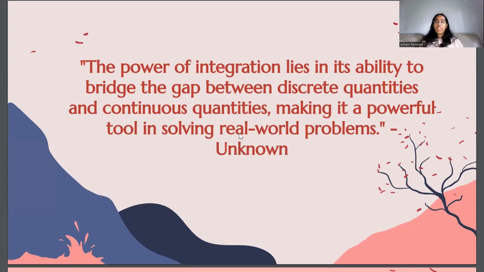Here there is a quote that supports integration. The power of integration lies in its ability to bridge the gap between discrete quantities and continuous quantities, making it a powerful tool for solving real-world problems.